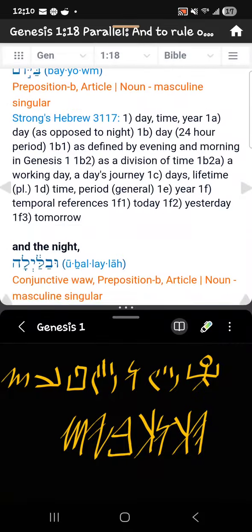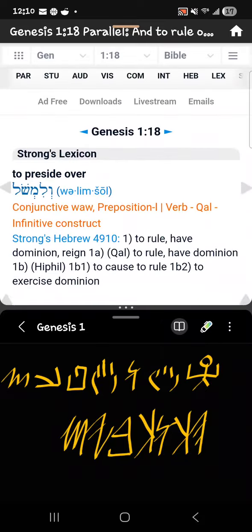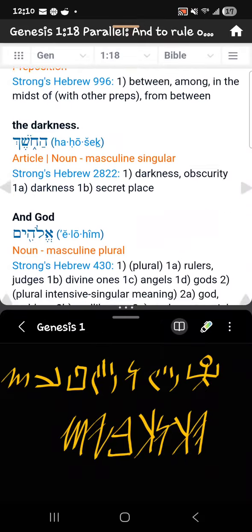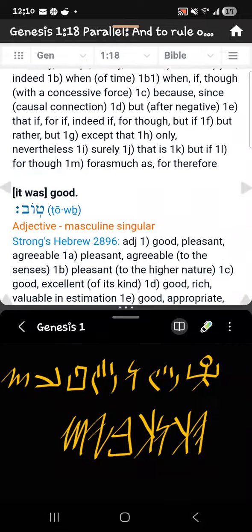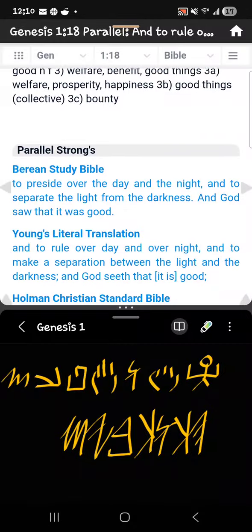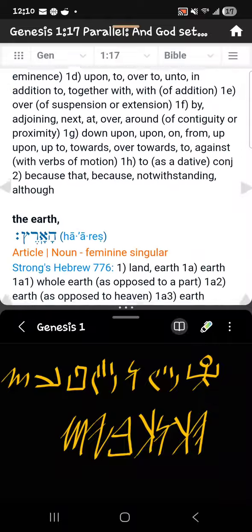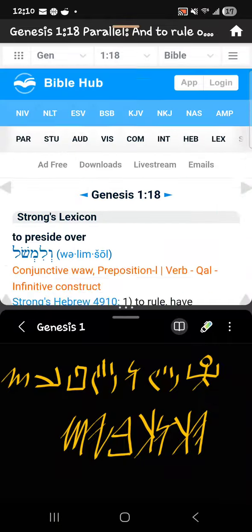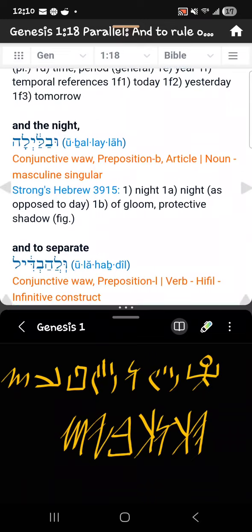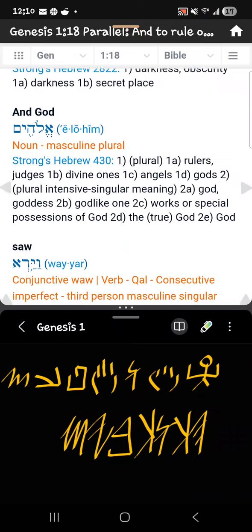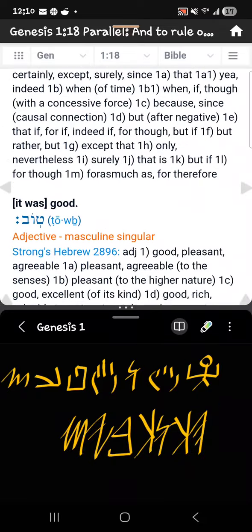Very interesting. So to preside over the day and the night, to separate the light from the darkness. And Allah Hayam saw that it was good. Saw that what was good? What are we talking about? He said what? These lights in the expanse to shine upon the earth, right? Think about it. To preside over the day and the night, and to separate the light from the darkness. And Allah Hayam saw that it was good. Okay.